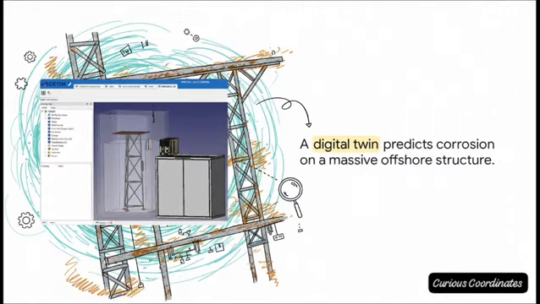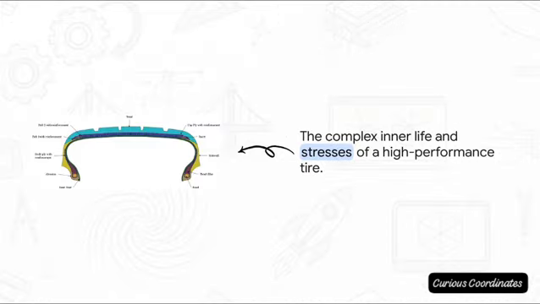I mean, just think about it. How can an engineer look decades into the future to see exactly where rust will weaken a huge offshore rig? How do they know which part is going to fail first? Or what about something you see every single day, like a tire? How do you even begin to understand the incredible, complex forces at play on every little piece of rubber and steel as it's screaming around a corner?